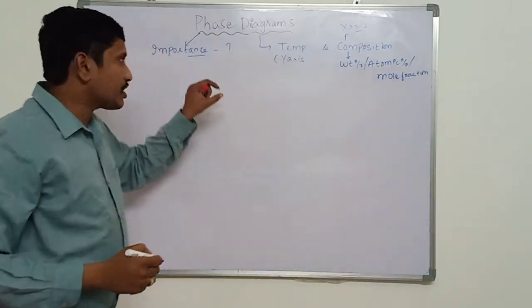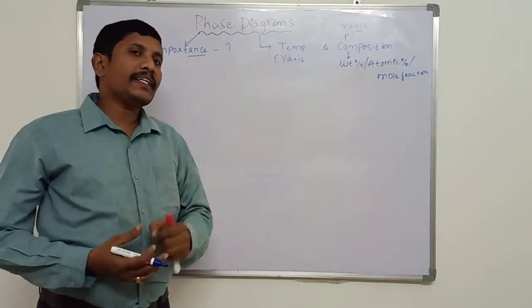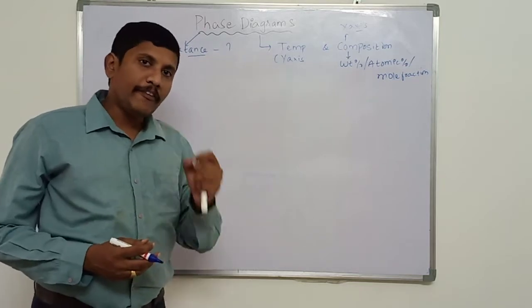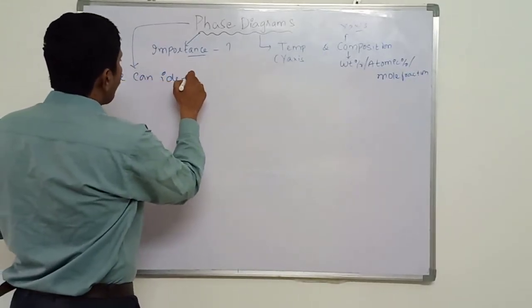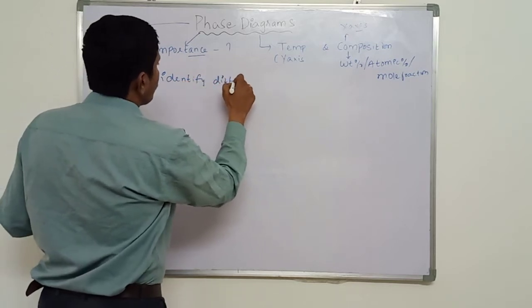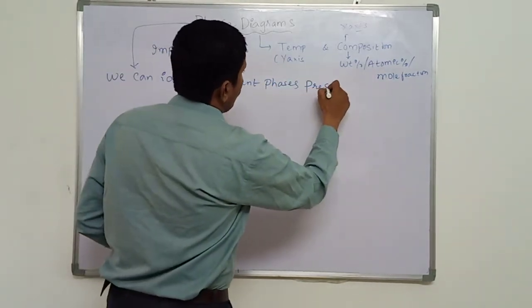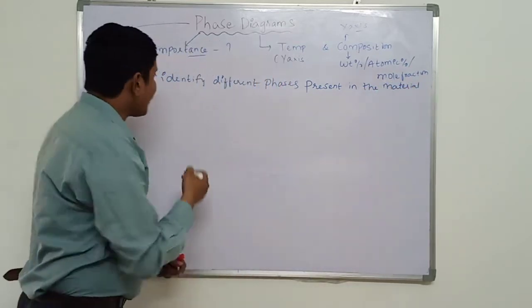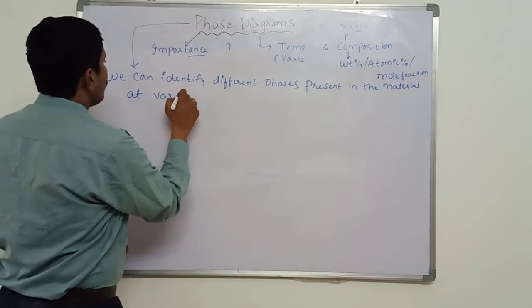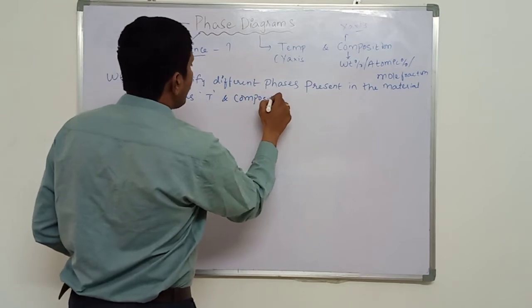So with the help of construction of phase diagrams, we can identify the phases present in the material at different temperatures and at different compositions. We can identify different phases present in the material at various temperatures and at various composition of the alloying element.